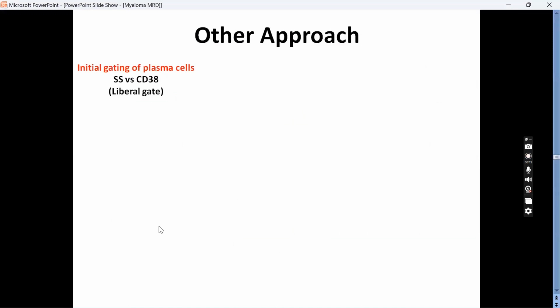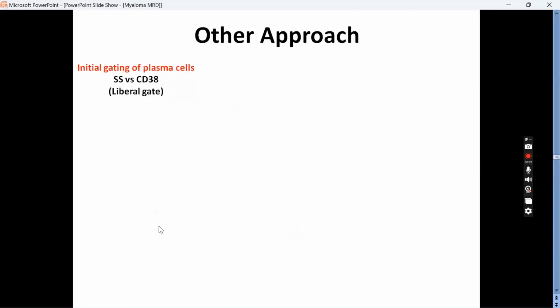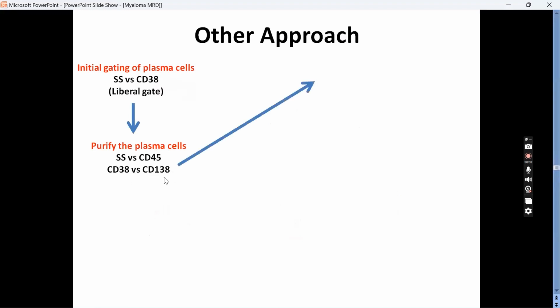The other approach which I want to tell you about is, again, I normally do both approaches. First I do this conventional approach, and then I do this approach before calling anything negative. In this approach, the start is the same. You get the plasma cells with side scatter and CD38, draw a liberal gate, then purify the plasma cells with side scatter, CD45, CD38 and CD138. Now I don't check for immunophenotypic aberrancies. Rather, once my plasma cells are purified, I directly plot them across kappa lambda.